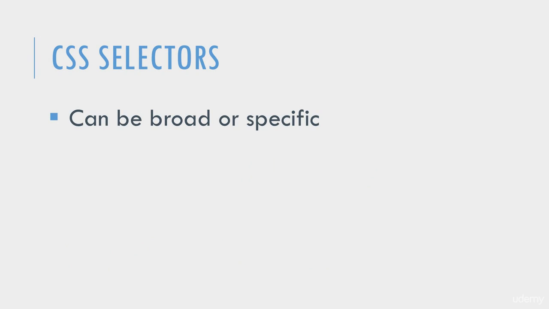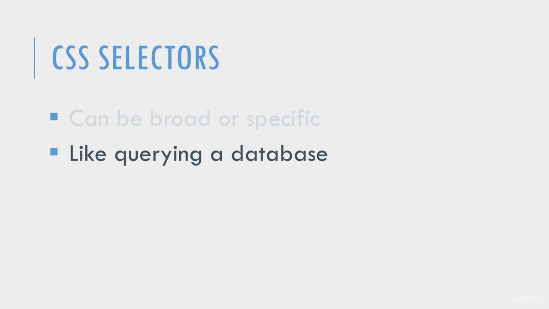A good example would be querying a database. The amount of data that's returned is dependent on 1, the query itself and how specific it is, and 2, the amount of data in the database. CSS selectors essentially query the HTML, and the returned elements are the elements that are styled.